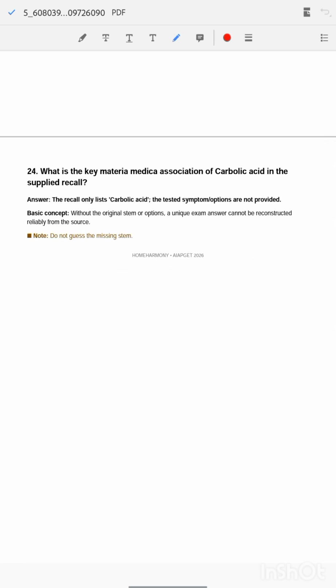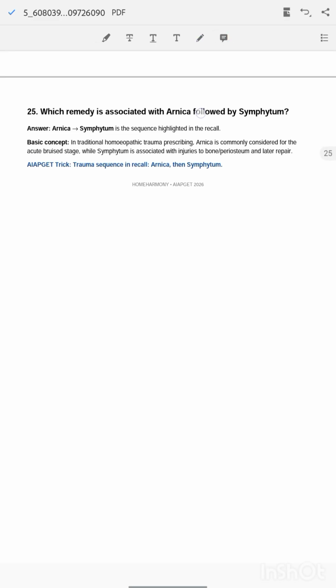What is a key materia medica association with carbolic acid? So for carbolic acid we know it can cause burning, it can cause whitening. Which remedy is associated with arnica followed by symphytum? It is calcarea phos.